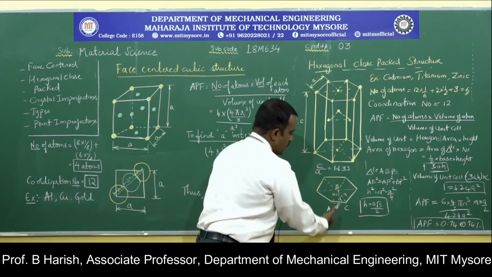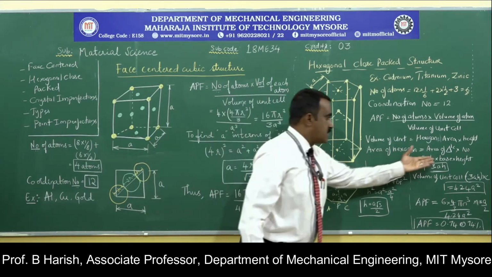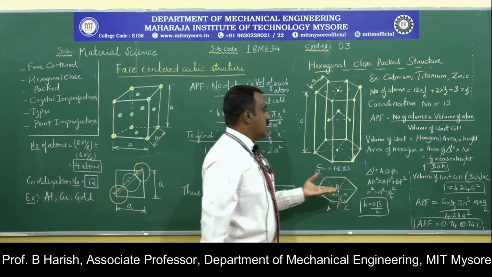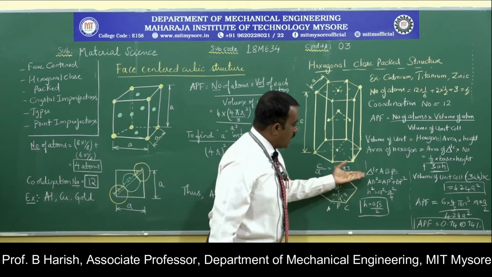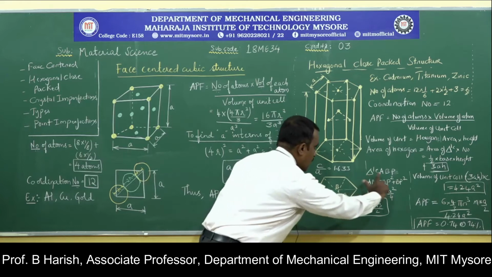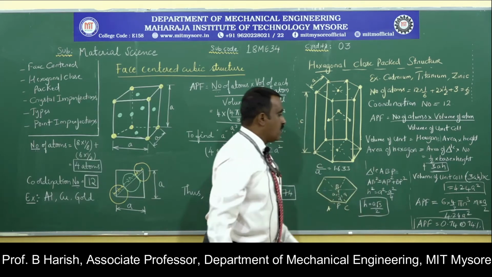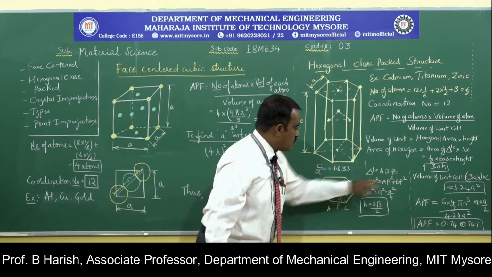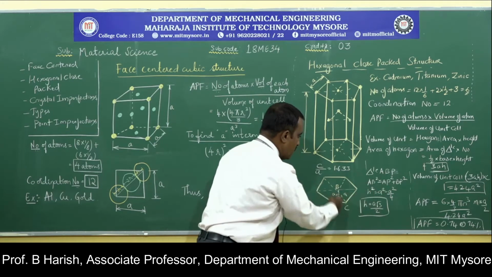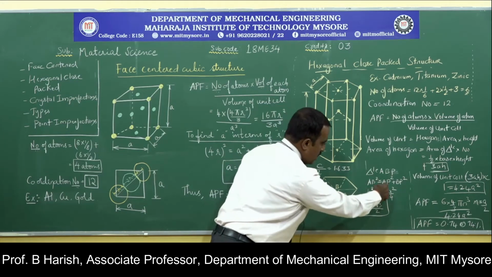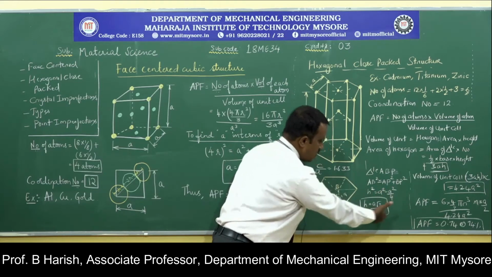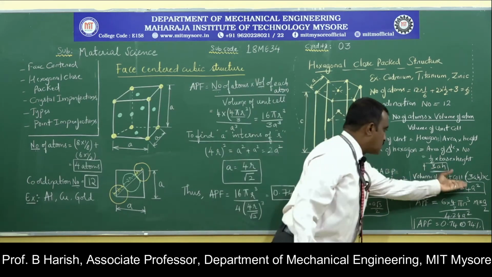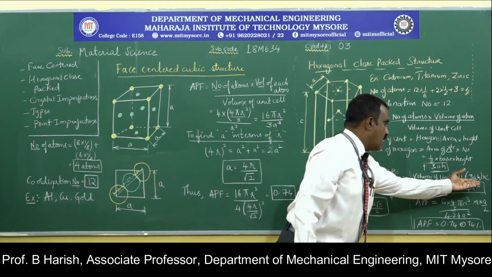Consider this right angle triangle, suppose ABP. Then I have to get the value of h, by arriving mathematically: AB squared is equal to AP squared plus BP squared. So AB, that is h squared, is equal to a squared minus a squared by 4. Simplifying, the value of h I will get as a root 3 by 2. So the volume of the unit cell is 3 into a into h into c.